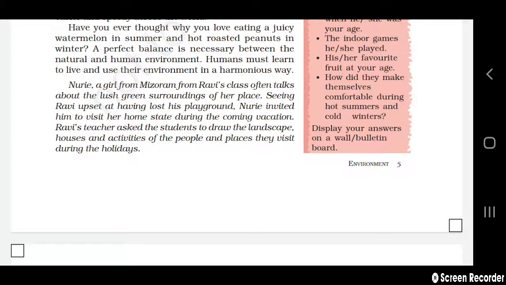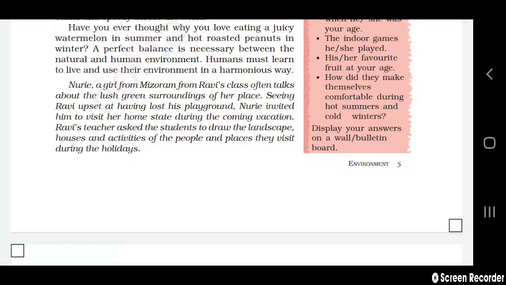Have you ever thought why you love eating a juicy watermelon in summer and hot roasted peanuts in winter? A perfect balance is necessary between the natural environment and the human environment. Humans must learn to use the environment in a harmonious way.